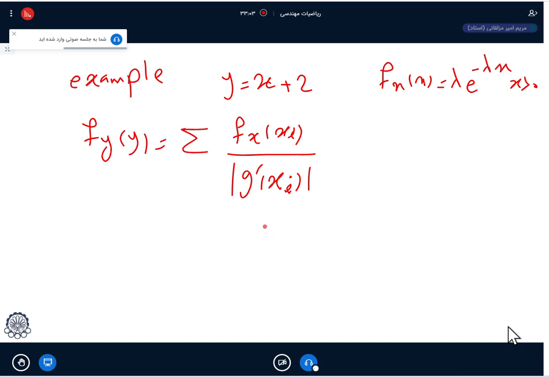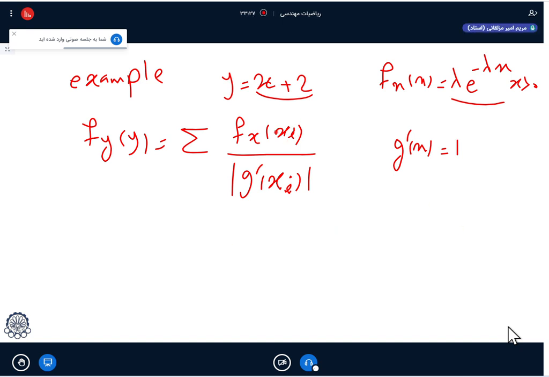Okay, we know that f_X is this exponential distribution. We should compute g prime. Now we have y is equal to x plus 2. So g prime of x is the derivative of this function with respect to x. So it's equal to 1.